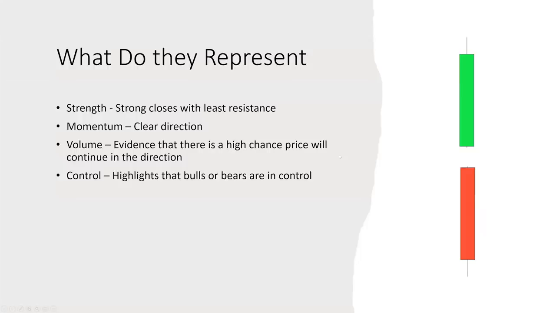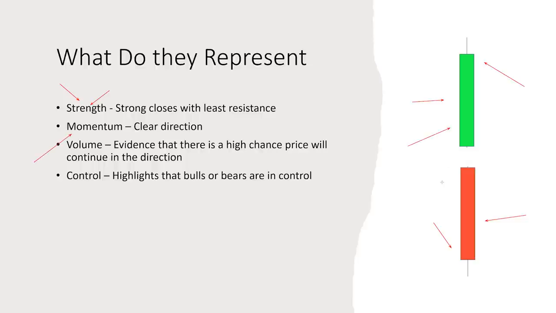So what do these candles really represent? Well, for our momentum candles, as you can see here, which was the bullish body and the bearish body close, they signify strength in the market. Strong closes with the least resistance. Now, we've already gone over a few pointers here, but if these candles are closing with strong bodies, there's least resistance with the wick rejections, and we can see that there's a lot of momentum in the market, then this indicates to us strength in the market. It also indicates to us momentum.